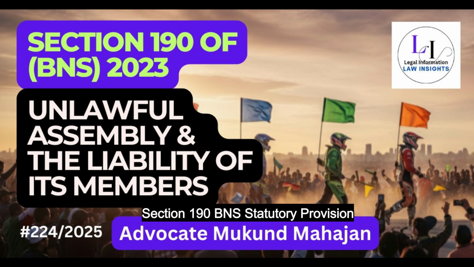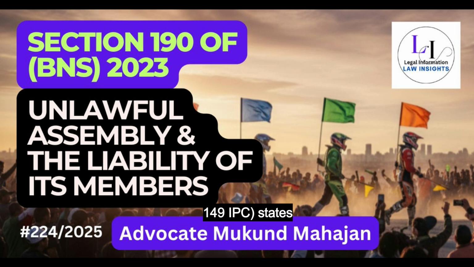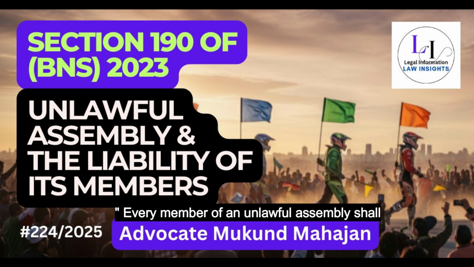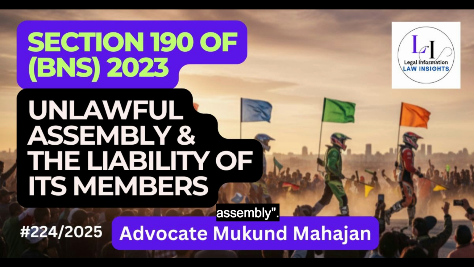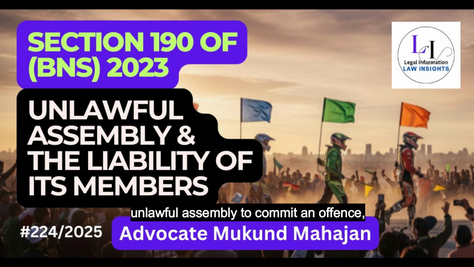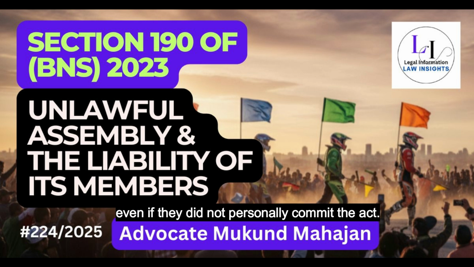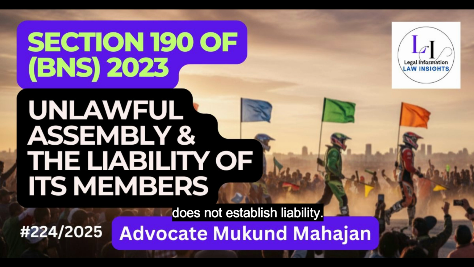Section 190 BNS, Statutory Provision. Section 190 BNS, corresponding to Section 149 IPC, states: every member of an unlawful assembly shall be guilty of an offence committed in prosecution of the common object of that assembly. Key points. If a group of 5 or more persons forms an unlawful assembly to commit an offence, each member can be held liable for acts done in furtherance of the common object, even if they did not personally commit the act. Mere presence at the scene of the crime does not establish liability.